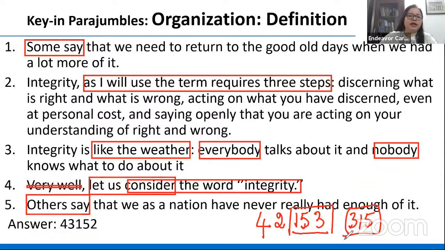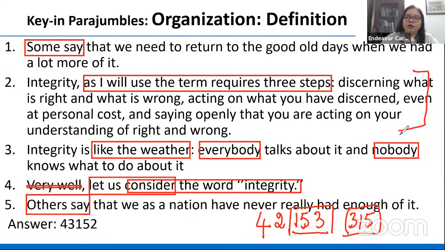So we started with 4, and then let's consider the word integrity. This is how I will use the term. This is what integrity means. And then some say this, others say this, integrity is like the weather, everybody talks about it. Two reasons. One, his purpose here is to define the word integrity. If he first presents his definition, which you will find is a complete, comprehensive definition, see how comprehensive this is.